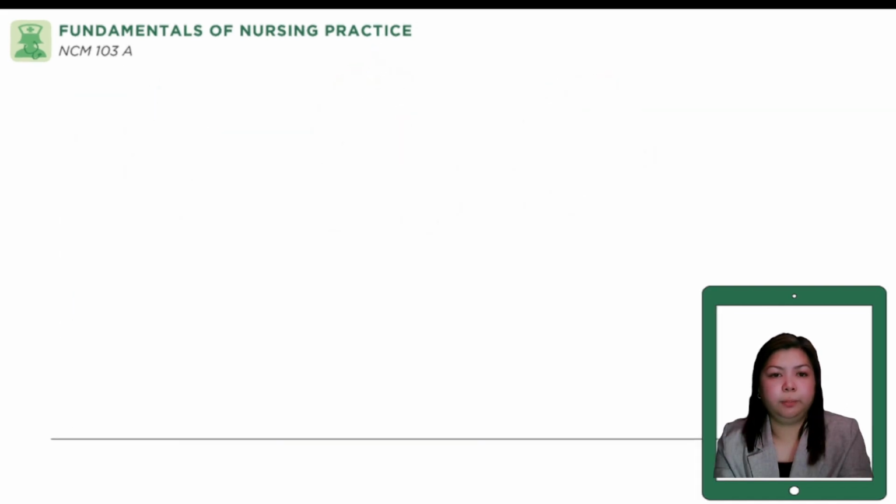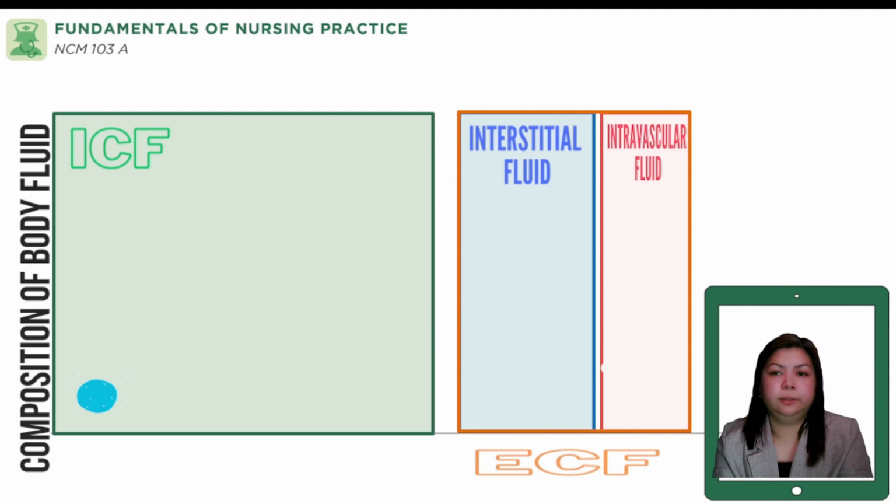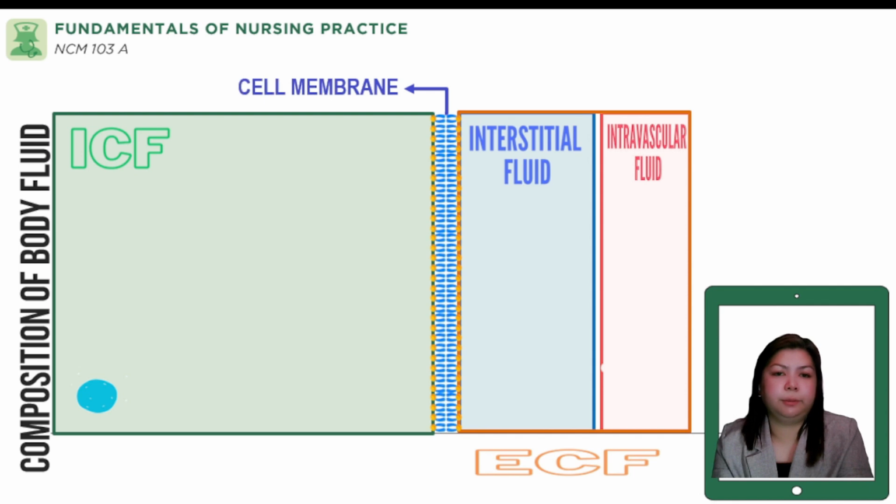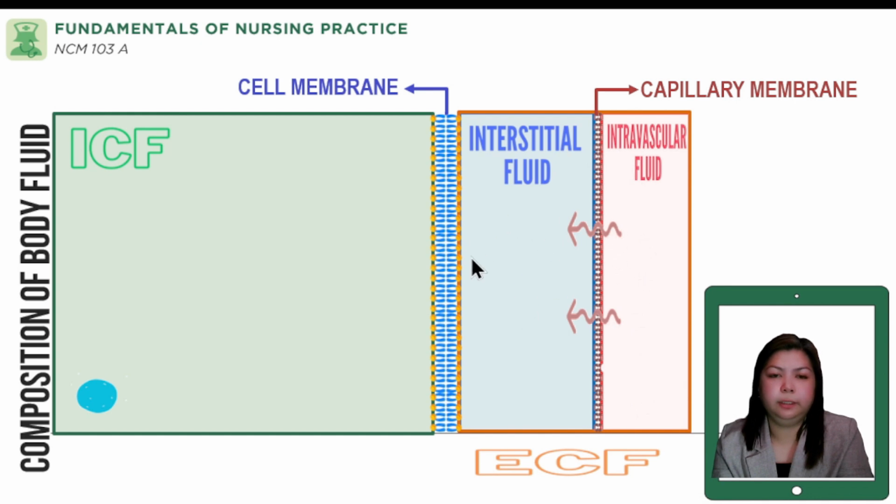So going back with our compartments, these compartments have water, but they also have solutes. The cell membrane is what separates your intracellular fluid from your extracellular fluid. And of course, in between your intravascular fluid and your interstitial fluid is your capillary membrane. Fluid from the plasma gets filtered through the capillary membrane to form your interstitial fluid. So primarily what is in your intravascular fluid is also found in your interstitial fluid.